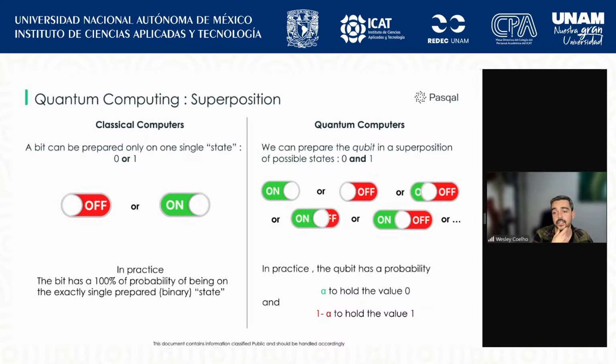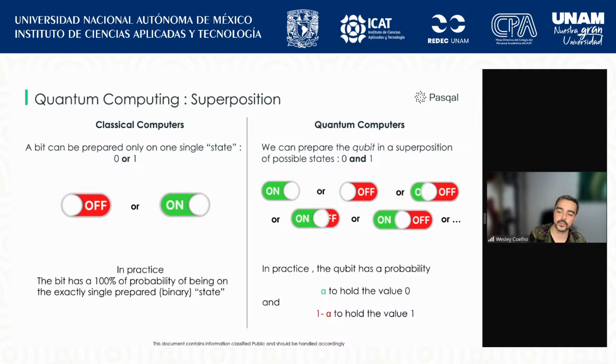On the other hand, in a quantum computer, instead of being 0 or 1, we have 0 and 1 at the same time. So we have a probability of finding that qubit, the quantum bit, in the 0 state, let's say alpha probability, and 1 minus alpha of being 1. As you can see, instead of having only 2 possibilities, 0 or 1 as a bit, we have infinite possibilities, any combination of alpha and 1 minus alpha. The qubit can be completely on, completely off, half and half, 80% on and 20% off, the other way around, any combination that you want.